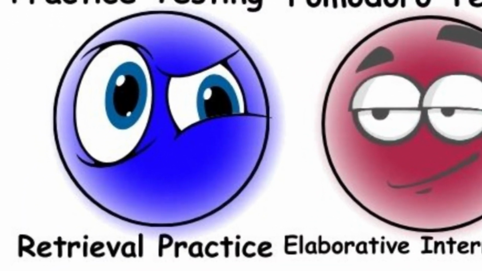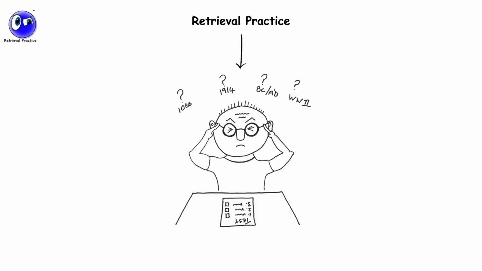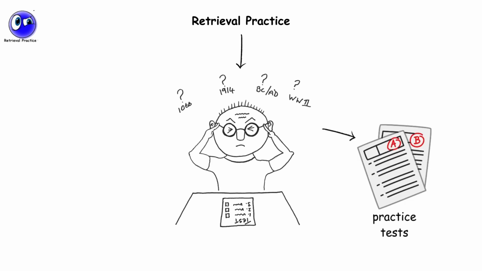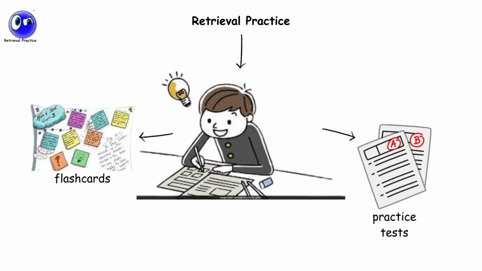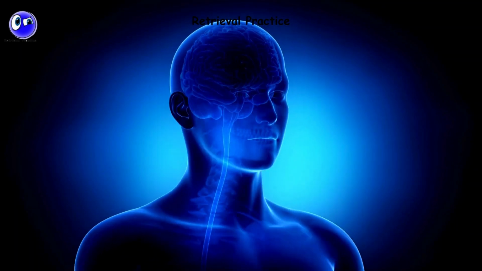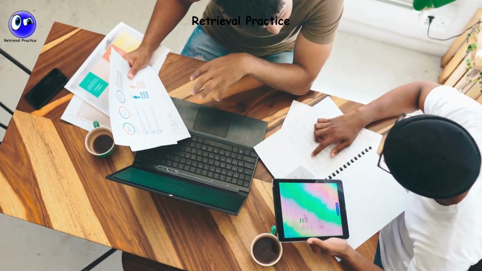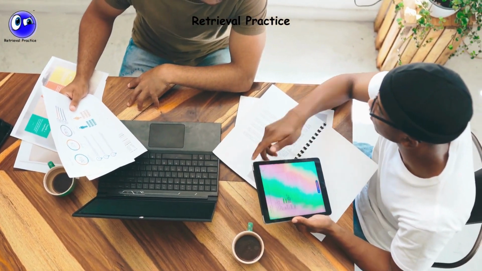Retrieval practice. Retrieval practice is similar to active recall. Retrieval practice involves actively recalling information from memory. Use practice tests, flashcards, or even write down everything you remember about a topic without looking at your notes. This strengthens your memory and understanding by forcing your brain to retrieve information, which is much more effective than just rereading notes.